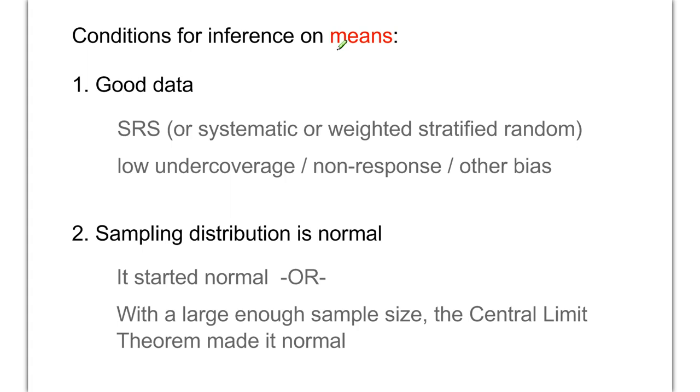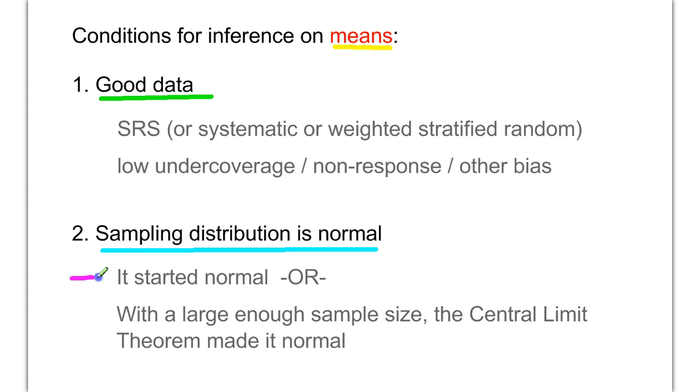Now when we're dealing with the mean, when we're using x bar and we're predicting mu, the population mean, we still have those same two conditions. We still need good data, and we get good data exactly as we did before, using the right technique and trying to minimize our other biases. However, we also want to make sure that our sampling distribution is normal, and in order to do that, we rely on the central limit theorem.